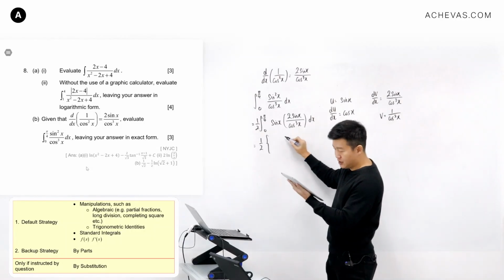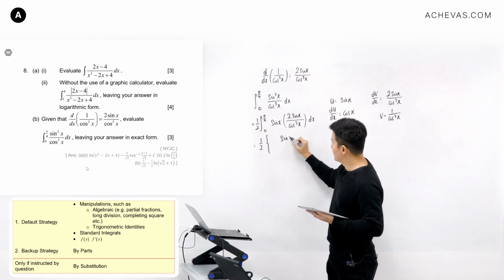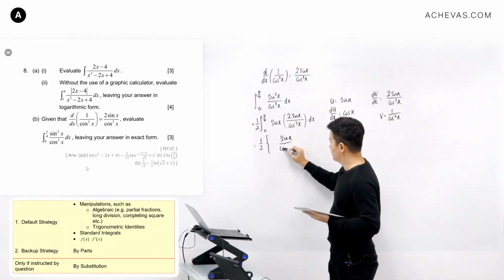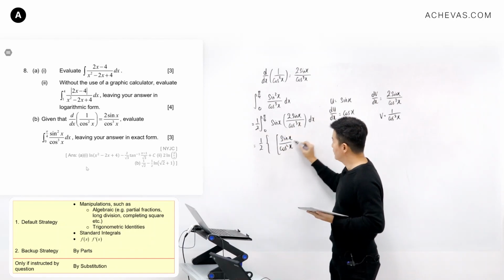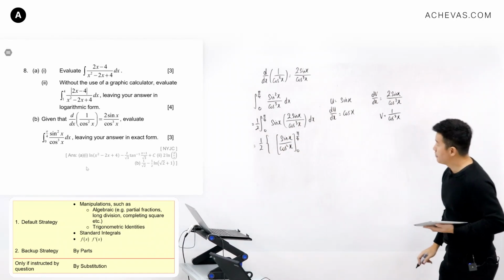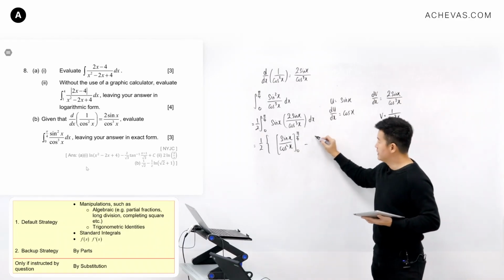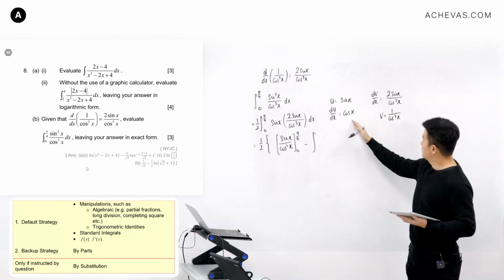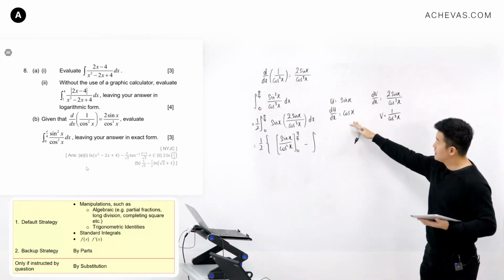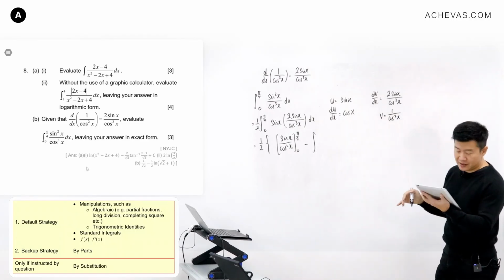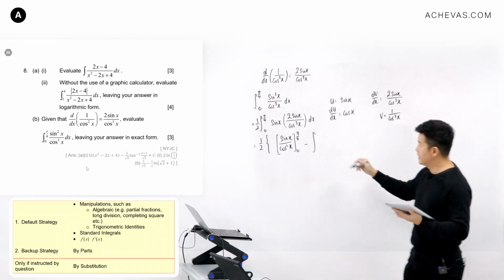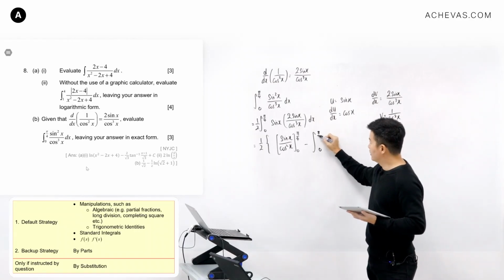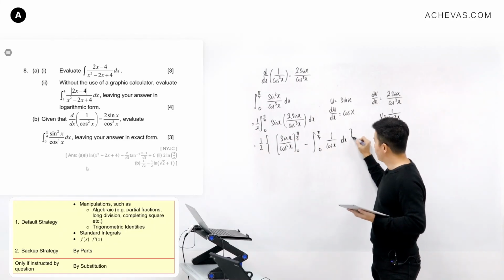So it is going to be equal to sine x over cosine square x from 0 to pi over 4, uv, minus integration of v du dx. So it's this times this. Actually, cosine and cosine can be cancelled. I'll be left with a 1 over cosine. So from 0 to pi over 4, I have a 1 over cosine x.